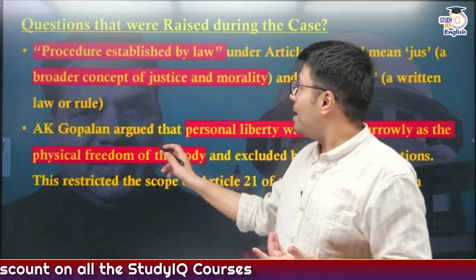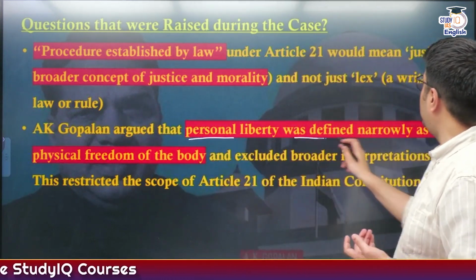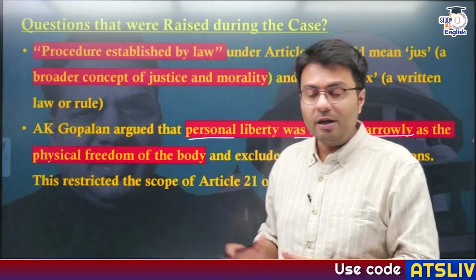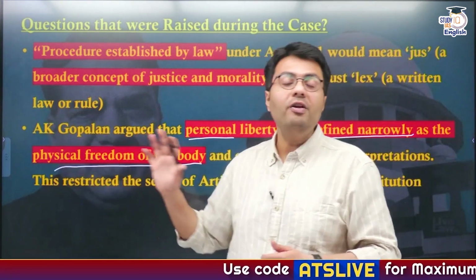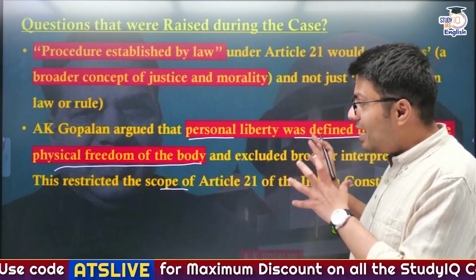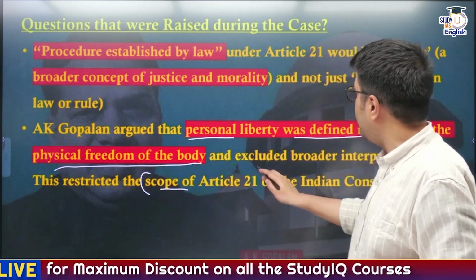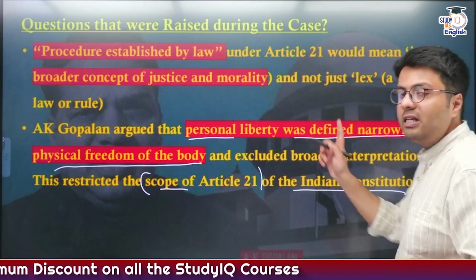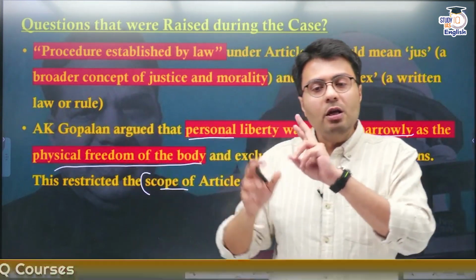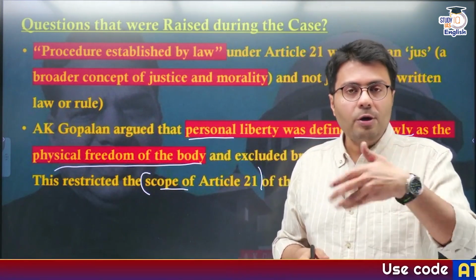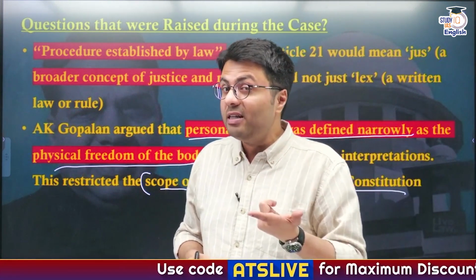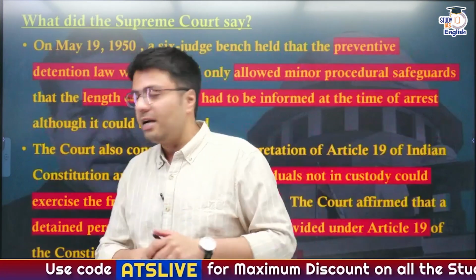And A.K. Gopalan also argued that personal liberty was defined narrowly as per the interpretation of the government, which restricted the physical freedom of a person. And he also highlighted that the restrictive scope of Article 21 of the Indian Constitution is actually what is keeping him inside the jail. So these were the two interpretations that were to be decided by this court in this particular case. And what did the court actually decide? Let us try to understand this.